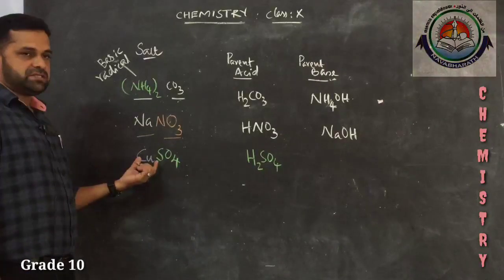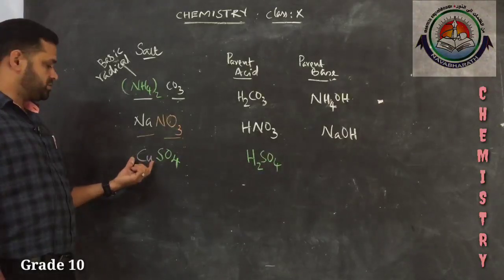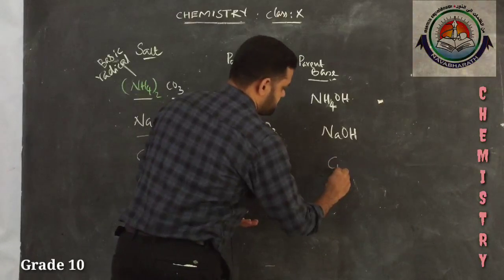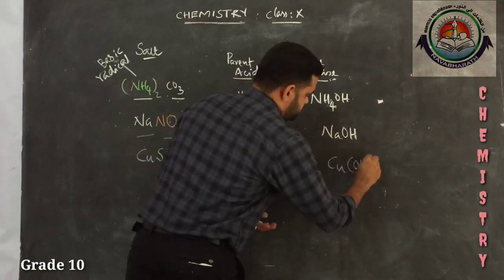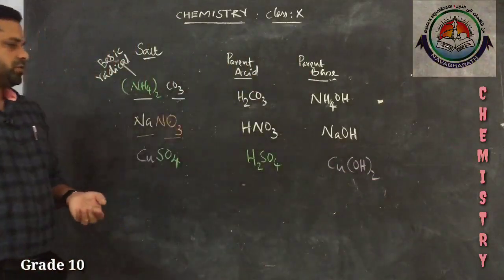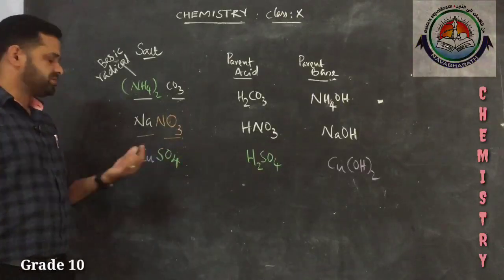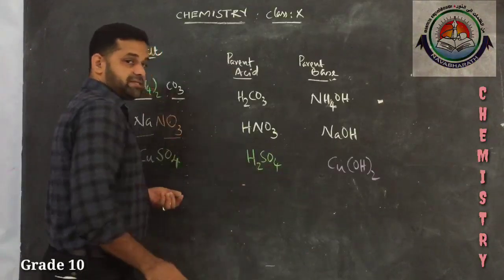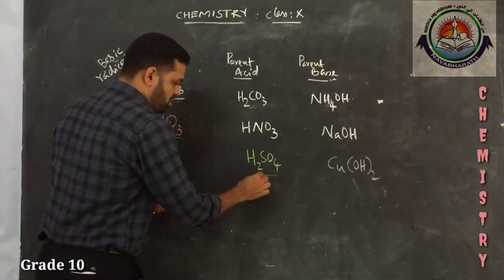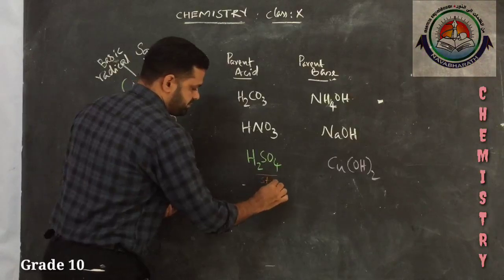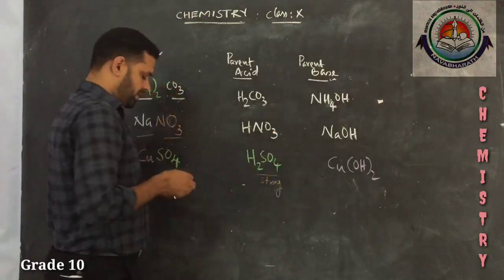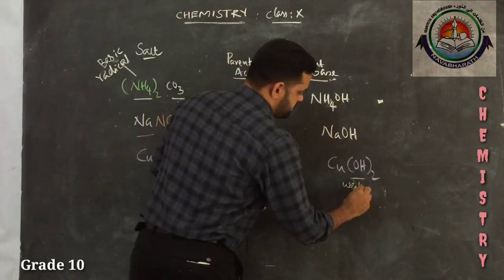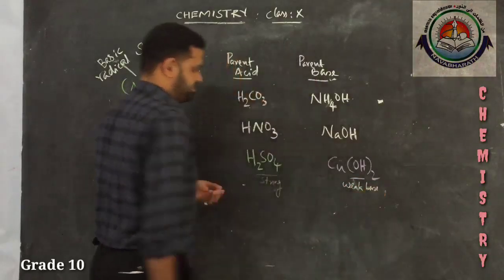And copper, what is the base corresponding to this copper? That is copper hydroxide, isn't it? Copper hydroxide, Cu(OH)2. So copper hydroxide and sulfuric acid form copper sulfate. So here what is sulfuric acid? Sulfuric acid is a strong acid. And what about copper hydroxide? Copper hydroxide is a weak base.